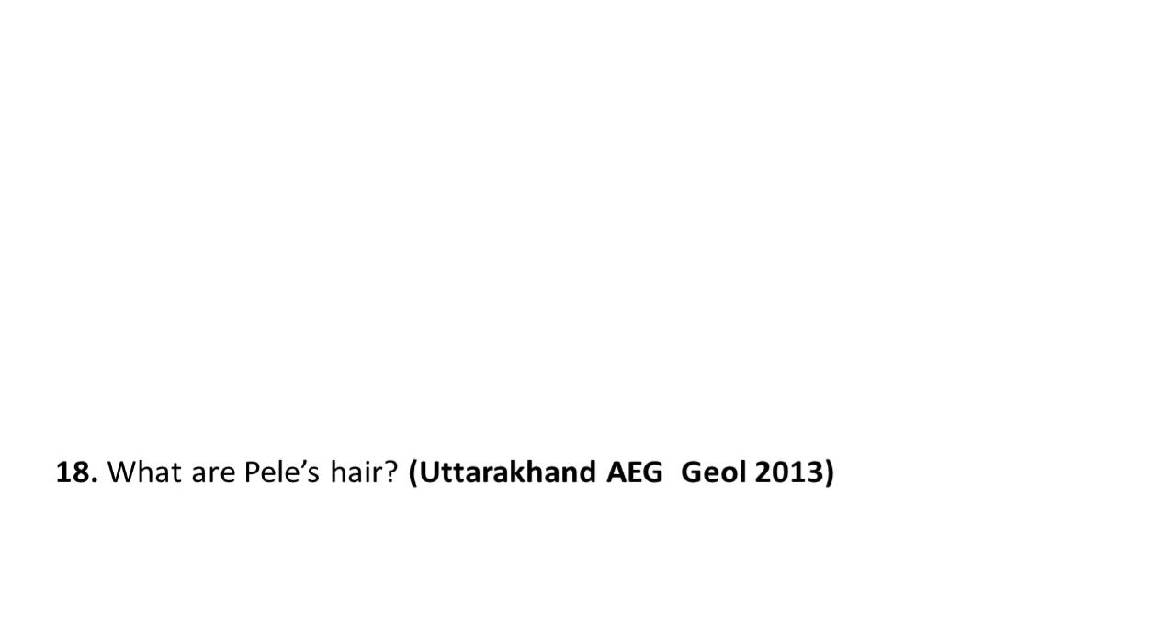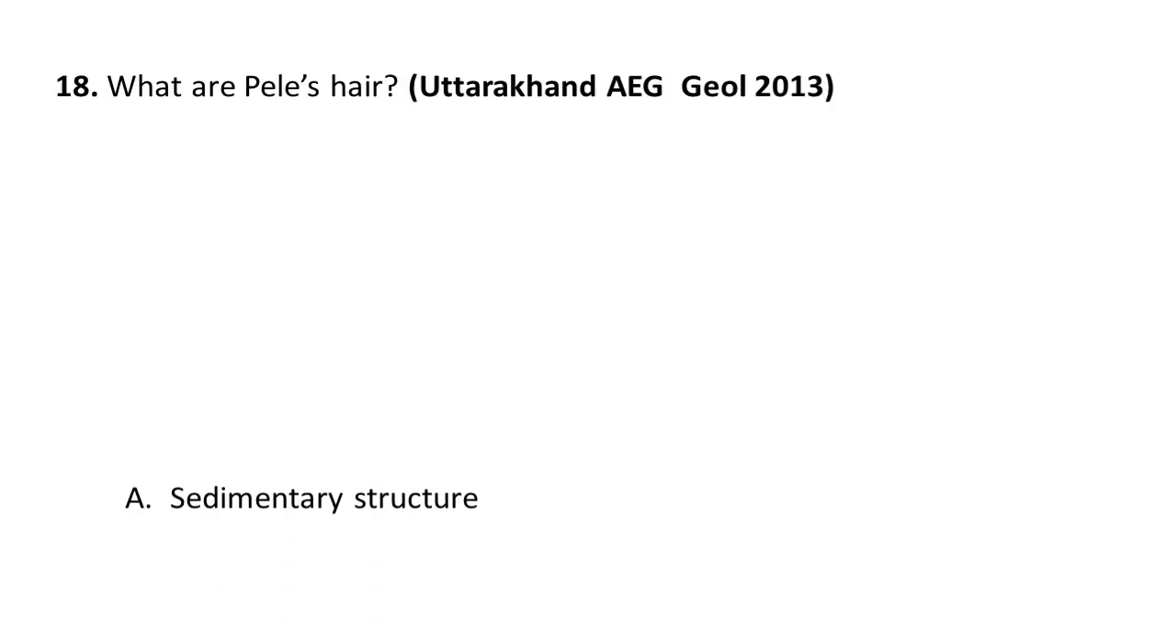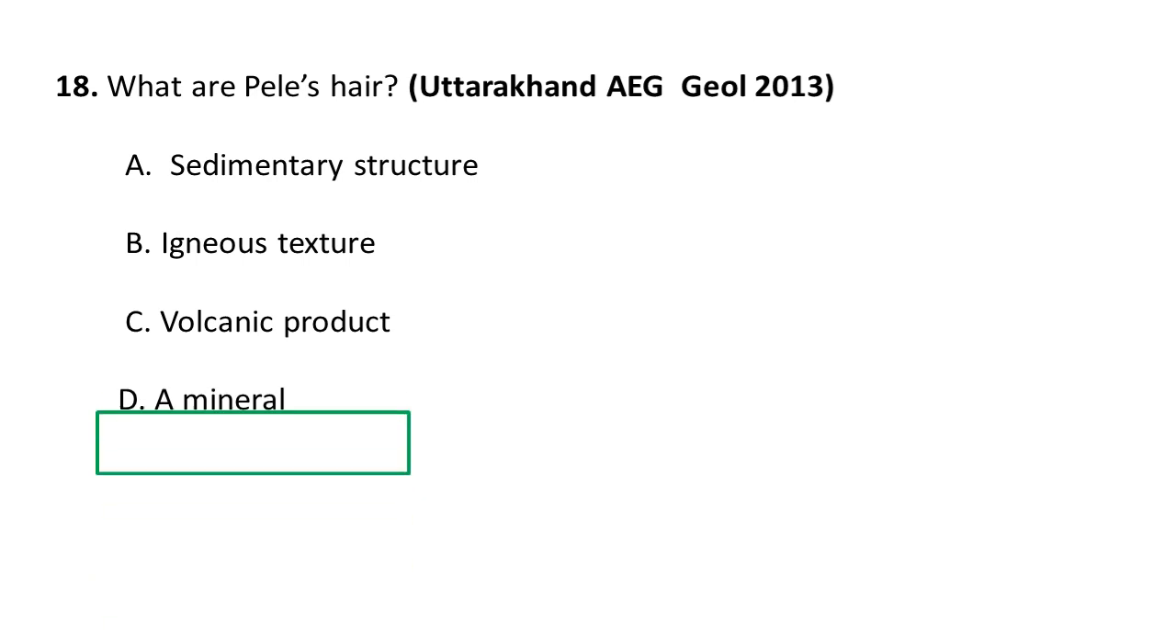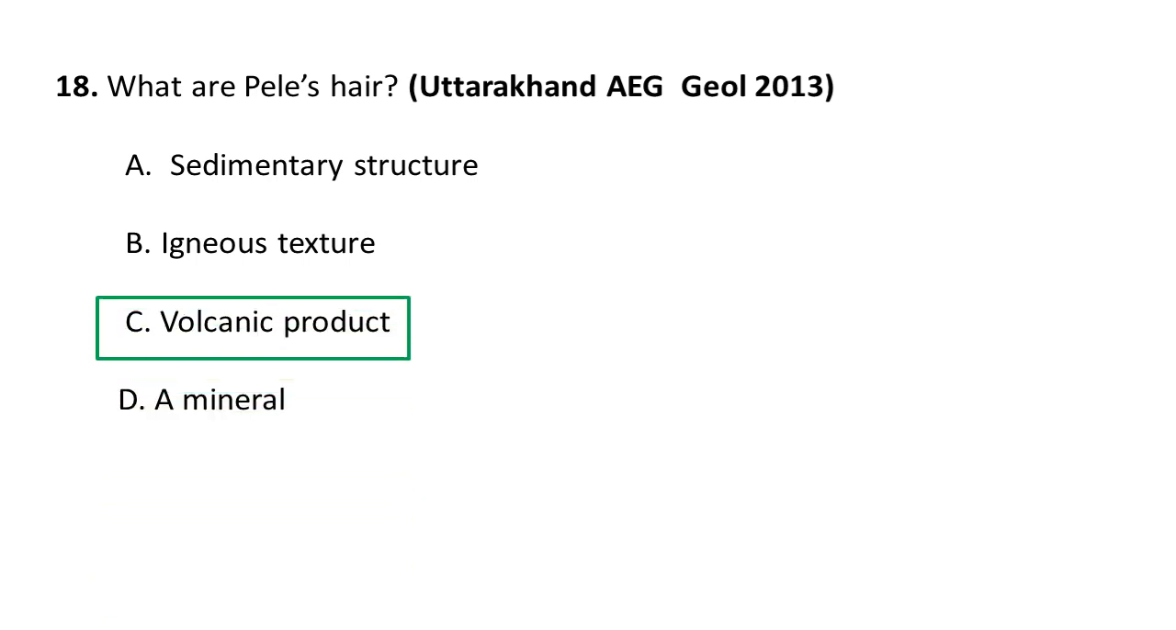Next question. What are Pele's hair? A. Sedimentary structure, B. Igneous texture, C. Volcanic product and D. Mineral. Pele's hair is a volcanic product. These are thin glass fibers known as Pele's hair. They are named after the volcanic deity Pele, and these are long fragile strands formed by gas during a volcanic eruption. So C, volcanic product is the correct option.